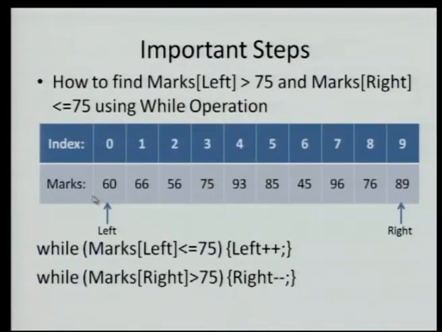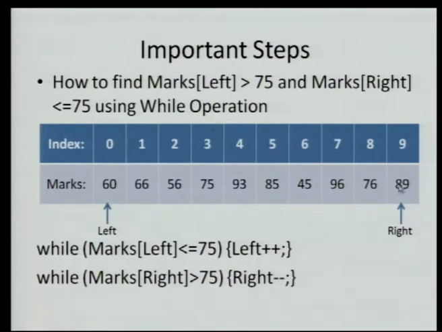Right? Now let us try to identify how we are going to perform some of the critical operations in this process of interchange, etc. One is going to be interchange, another is identifying which value is less or greater than. That is where the left pointer should come and where the right pointer should be pointing to. These two operations we define as important steps. So the first important step is how to find marks left greater than 75 and marks right less than or equal to 75 while the operation.